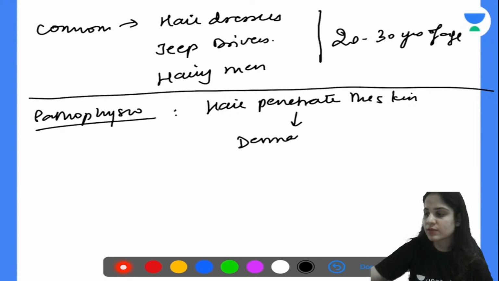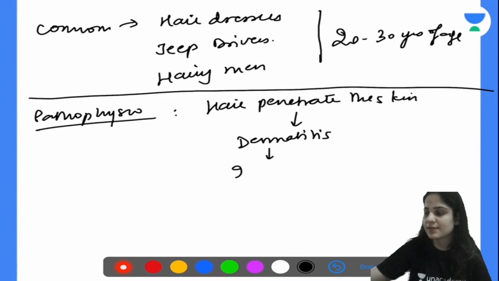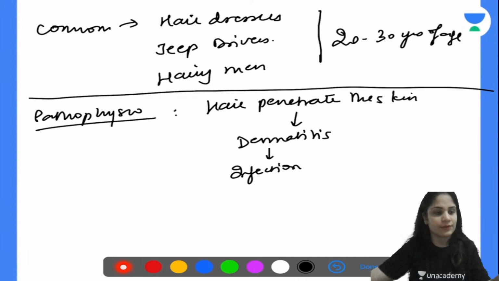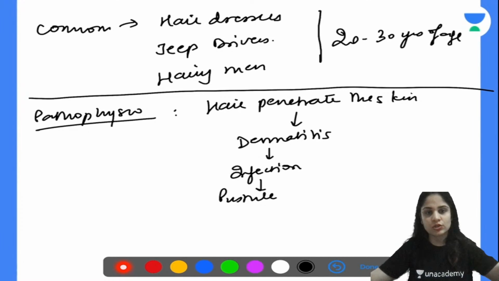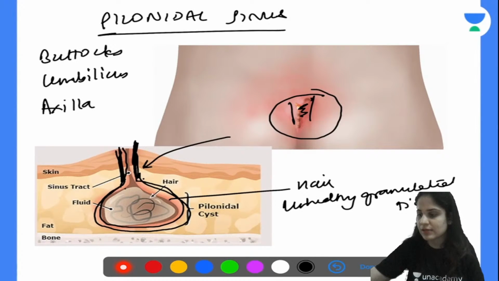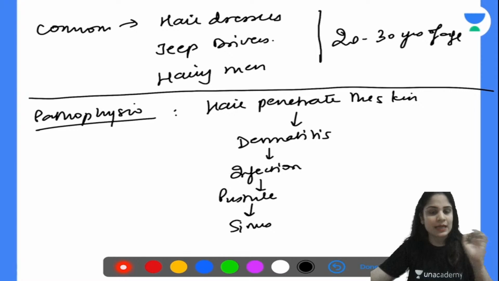As it penetrates into the skin, it leads to inflammation of the skin, that is called dermatitis, and slowly that inflamed skin gets secondarily infected. Once it gets secondarily infected, there will be formation of a pustule, and once there is pustule formation, slowly there will be formation of a permanent tract. So as you can see over here, there is a permanent tract, and this tract is called a sinus. So there will be a sinus formation.